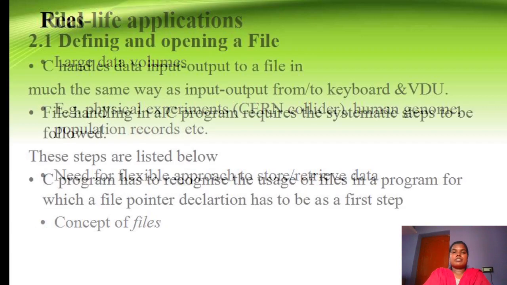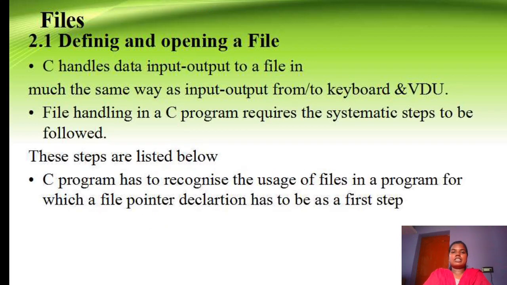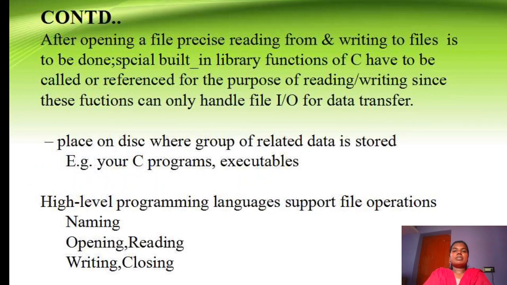So let's see some concepts of files. First, let us see how to define and open a file. As we know, we can give input from the keyboard. File handling in a C program requires systematic steps to be followed. These are the steps listed below. The first step is that the C program has to recognize the usage of files, for which a file pointer has to be declared. That means we need a file pointer that shows the starting address of the file. After opening a file, we can perform read or write operations, and for that we use some built-in functions.